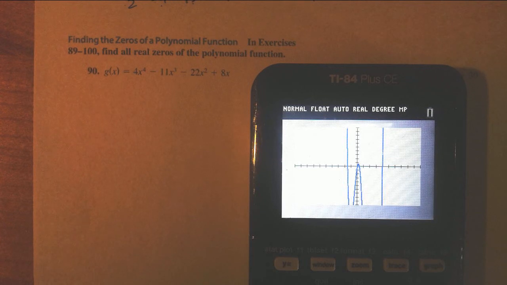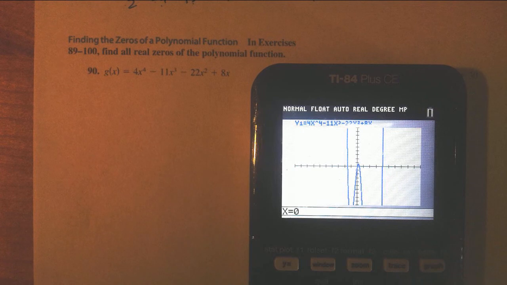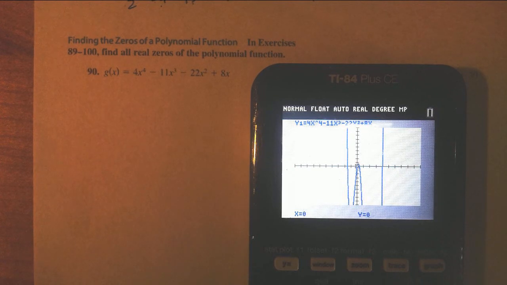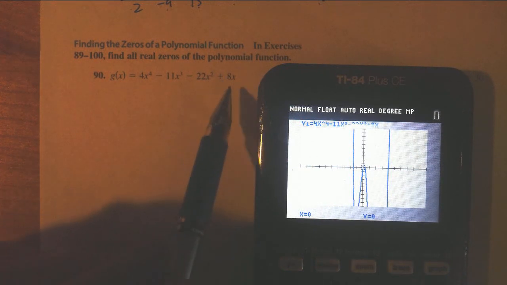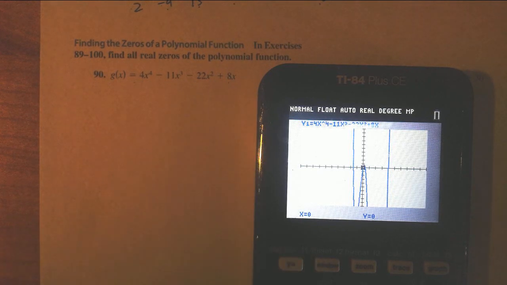Say x. Okay, so I've got 0 is a 0. I know that. If I go trace and I put in 0, I've got a 0. I've got another 0 close to that. Now, hopefully you can see this. That 0 close to 0 could be a factor of 8 on 4. That might be 1/4, so I'm going to try 0.25. It is not 0.25. Maybe it's 0.5. It's not 0.5. I don't think that one's going to be rational.